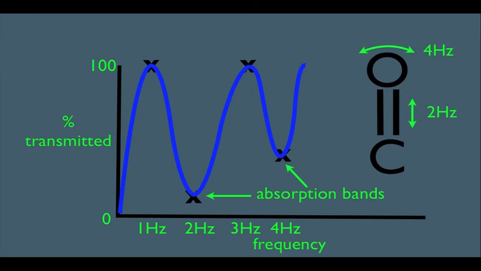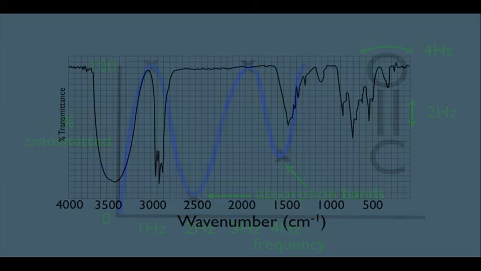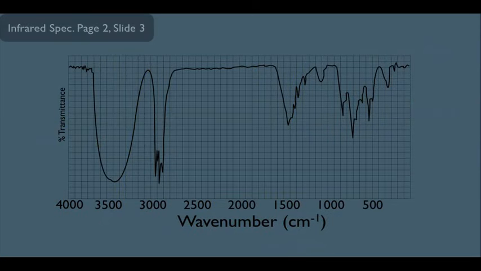However, let's look at an actual IR spectrum. This right here is the real deal. Notice, on the y-axis here, you do have the same thing, the percent transmitted. And notice we also have absorption bands that look like this. Sometimes they're broad, like this here. Sometimes they're narrow.